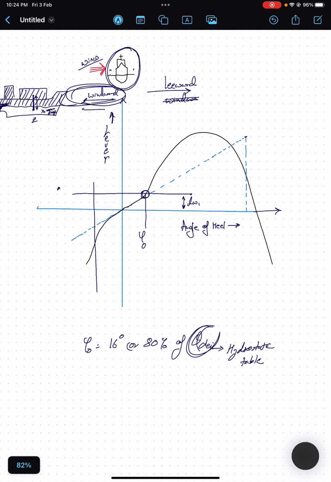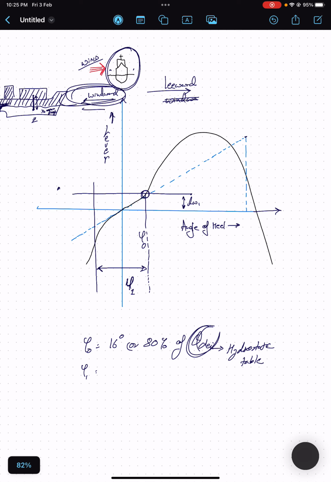Phi 1, how to measure phi 1? Phi 1 is measured from phi 0 to this phi 1. Now guys, we already know phi 0 is 16 degrees or 80% of theta deck edge immersion. Thanks to our naval architect, we already know it. What is phi 1? Phi 1 is the angle of roll to the windward due to wave action.